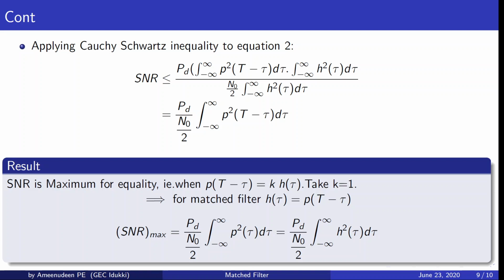So the maximum SNR is equal to PD by n naught by 2 into integral minus infinity to infinity p square of tau d tau, or it is equal to PD by n naught by 2. With this p of tau and h of tau matched, so you can write it like this: PD by n naught by 2 into integral minus infinity to infinity s square of tau d tau. So that is why this optimum filter is called as a matched filter. The impulse response is matched to the input pulse.